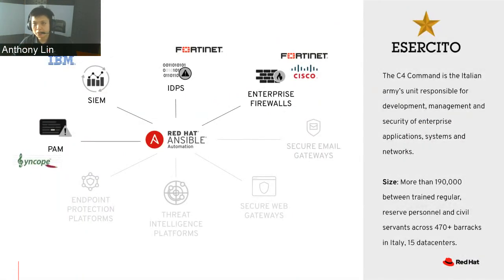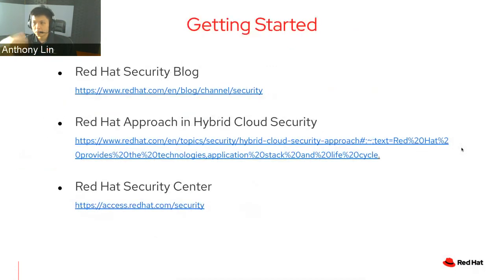This is actually being used in production today. You can see that the Italian army C4 command is using Ansible automation that connects to all these different security products: the Fortinet, the Cisco, the IBM QRadar, the PAM. So yep, this is how you can get started. That's my last slide.